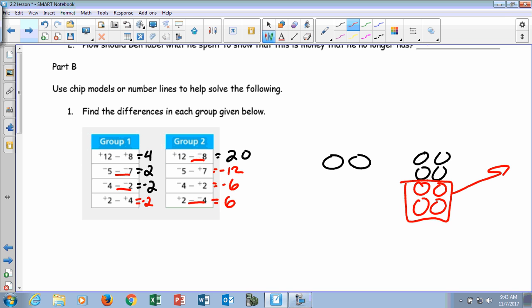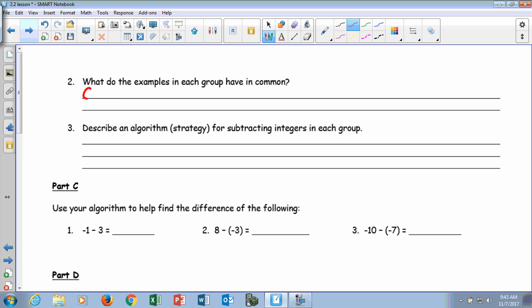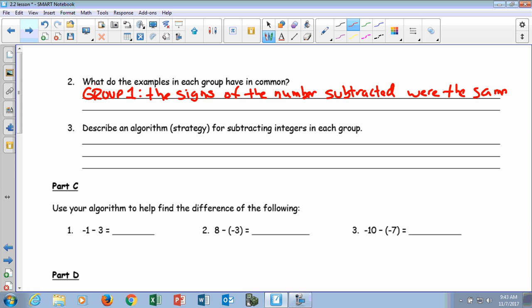So if we go to our little summary here, in group 1, the signs of the numbers subtracted were the same. Did you notice that in group 1? We subtracted a positive number from a positive number, a negative number from a negative number, a negative number from a negative number, and a positive number from a positive number. So all the signs were the same in group 1. Now in group 2, what'd you notice? The signs weren't the same, were they? They were opposite. They were different signs.